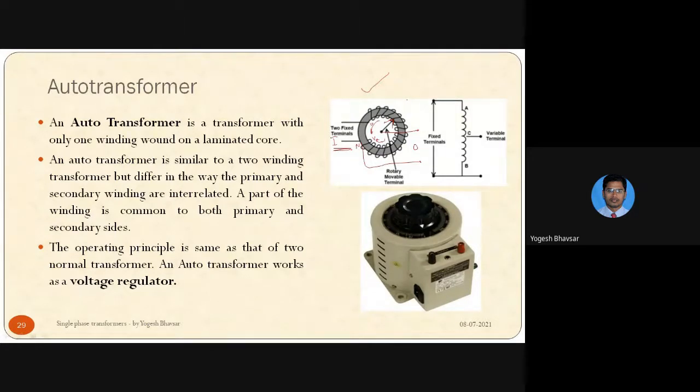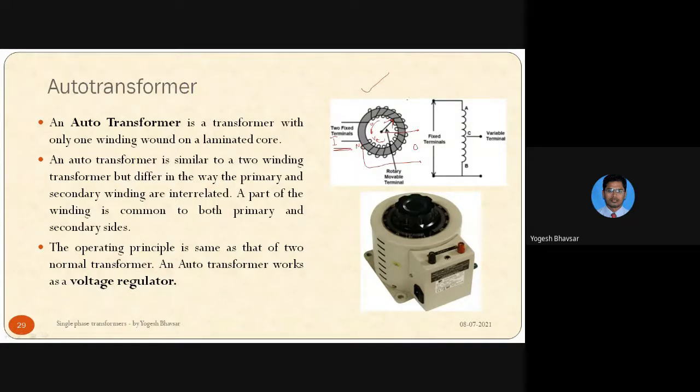Think of a potentiometer. Circular shape potentiometers are available, and it has a resistance. When we give the voltage to the input and take the output, and we rotate that potentiometer, if the resistance increases, then the output voltage drops, and when the resistance decreases, the output voltage increases. Similarly, this is called the auto transformer, where the input voltage is fixed and the output voltage is variable.